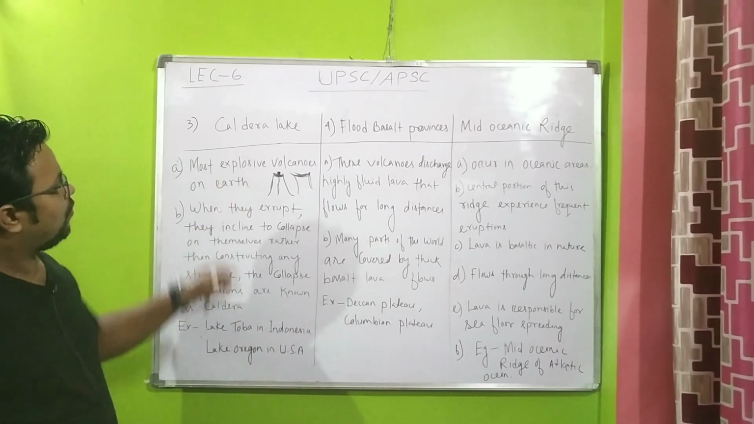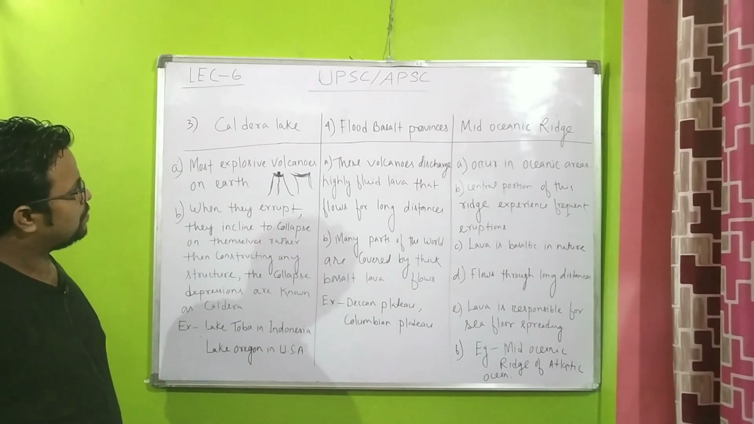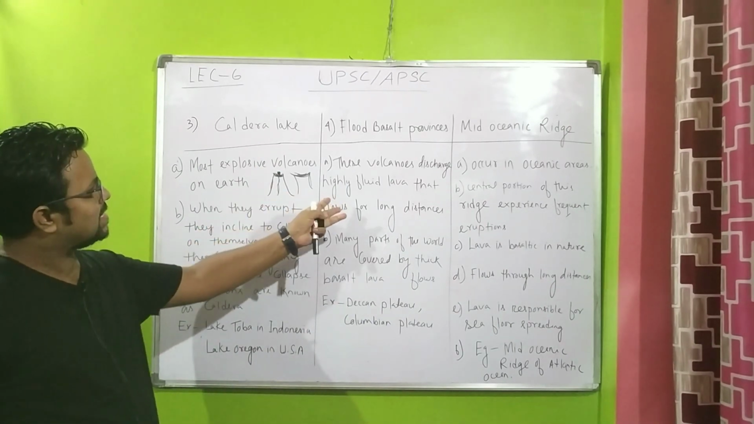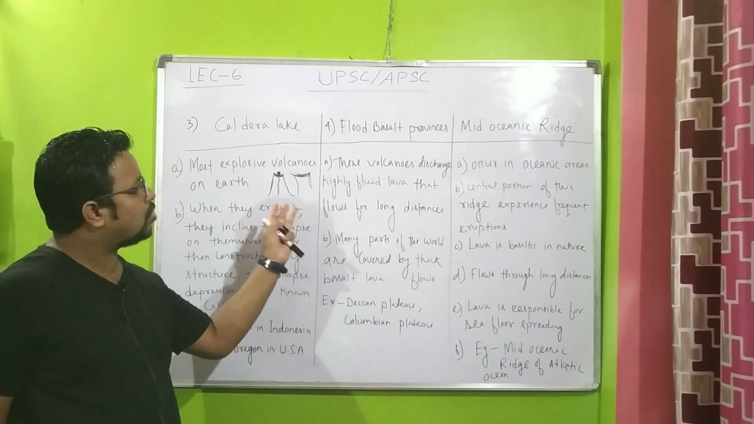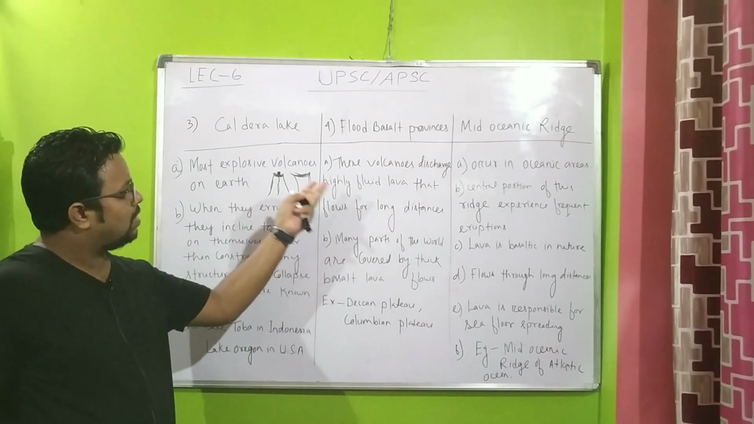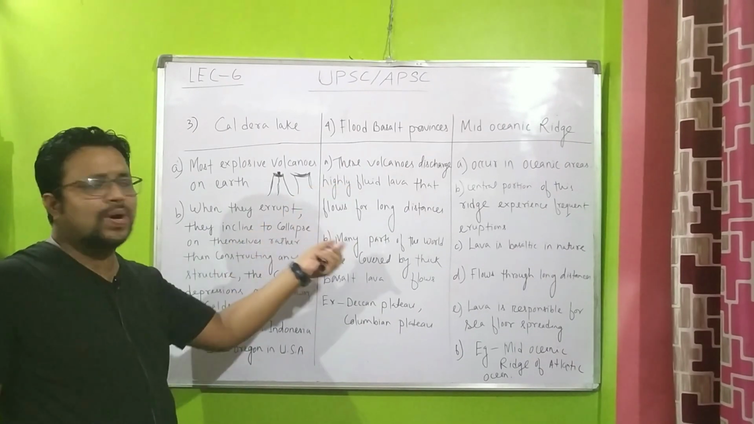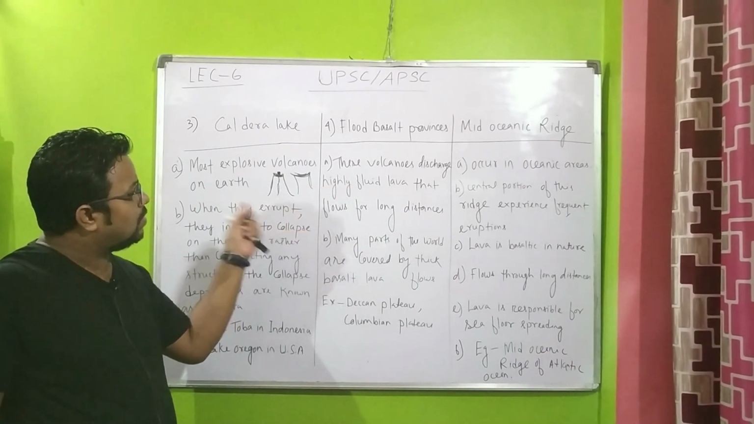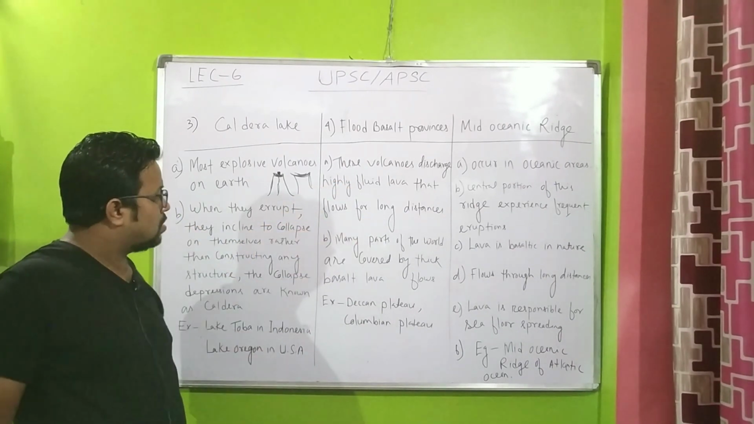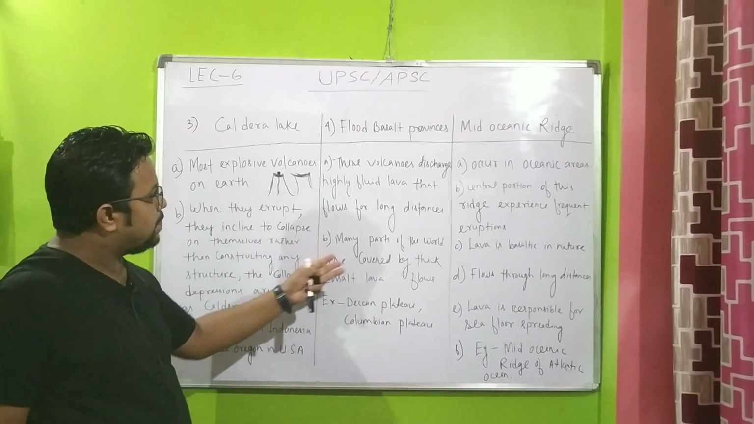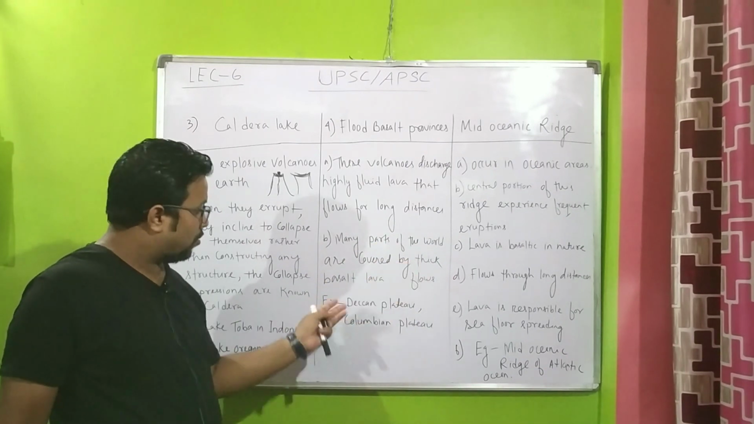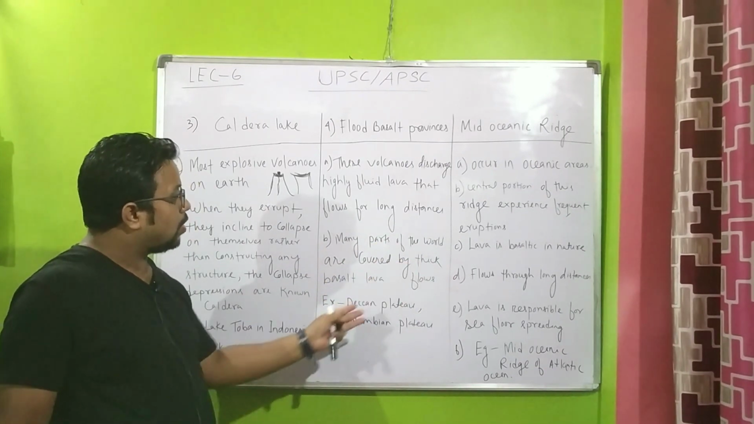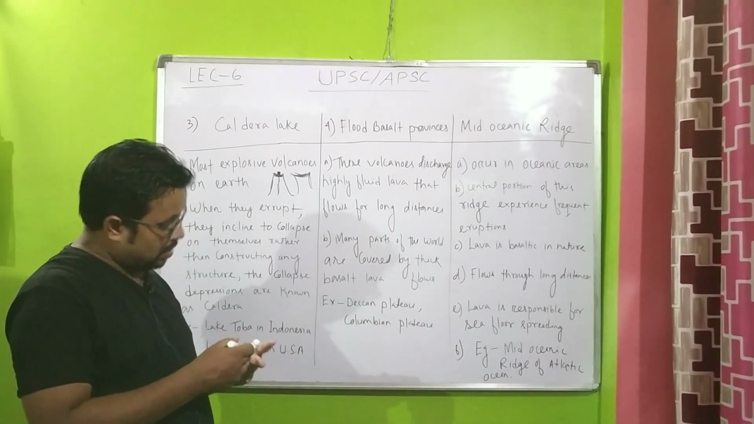Next, number 4 is flood basalt provinces. These volcanoes discharge highly fluid lava that flows for long distances. So fluidity is more, that's why it can travel a very long distance. Many parts of the world are covered by thick basalt lava flows. For example, the Deccan Plateau and the Columbia Plateau.